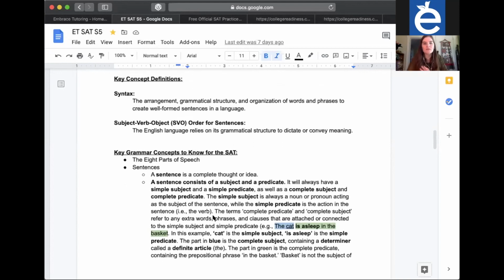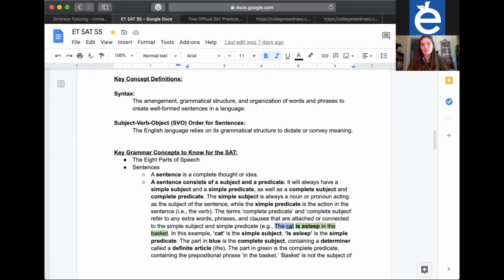Okay, so just to recap some things we were talking about from last week and this week. Syntax, in essence, is sentence structure. That's what everyone learns it as, but syntax is an area of linguistics, the study of language, that deals with the arrangement, grammatical structure, and organization of words and phrases to create well-formed sentences in a language. So it's much more complex than simply your sentence structure.